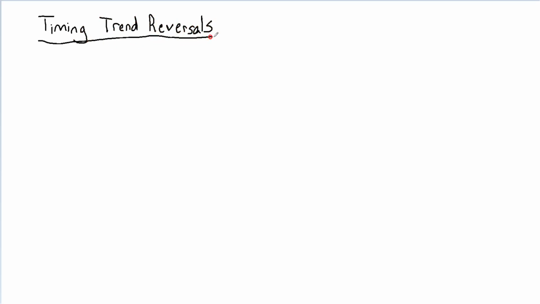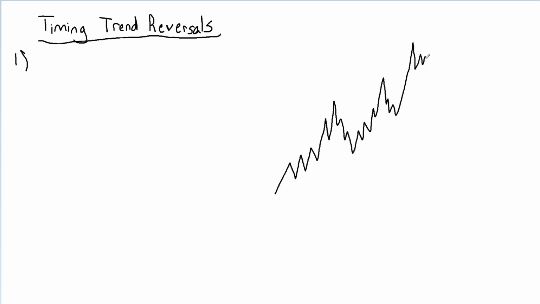So timing trend reversals. The first thing that we want to look for in timing a trend reversal, and I'll just give an example out here to the side. You have something that trends up, goes down, trends up, goes way up, down, and then you do something like this, and then you have a reversal here. And so what we're trying to figure out is how do we time this bigger reversal here for a bigger pullback, and how do we time these little ones?